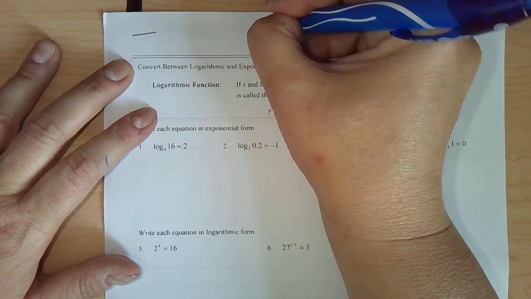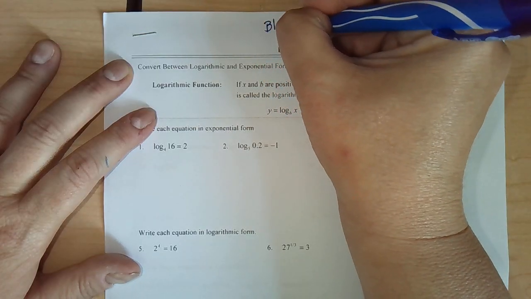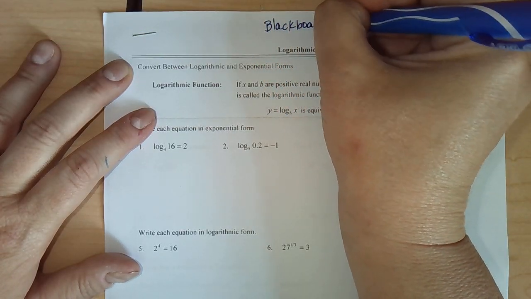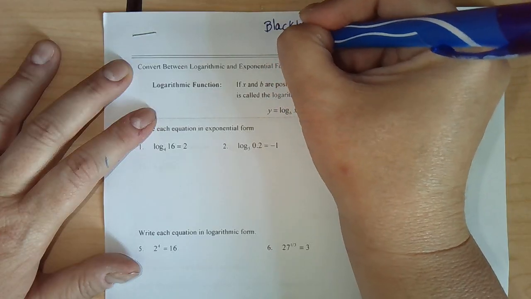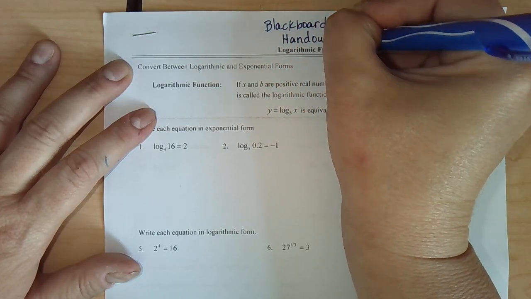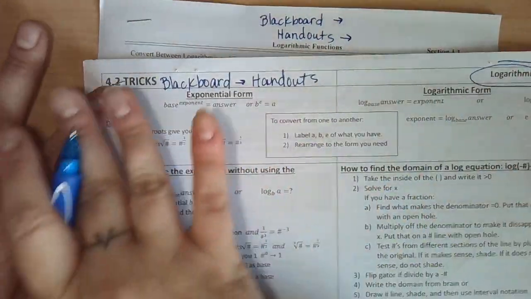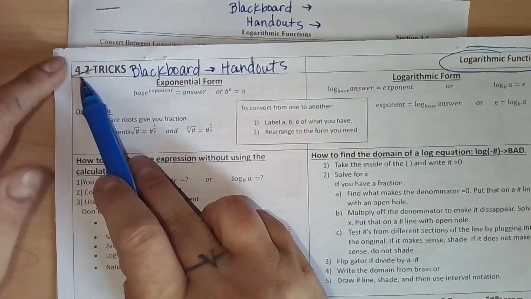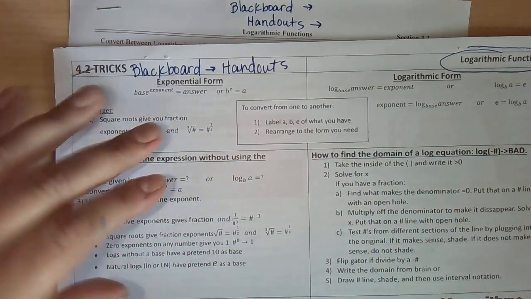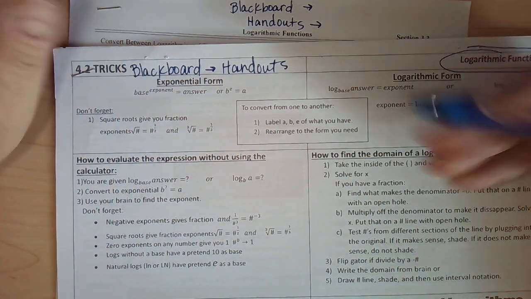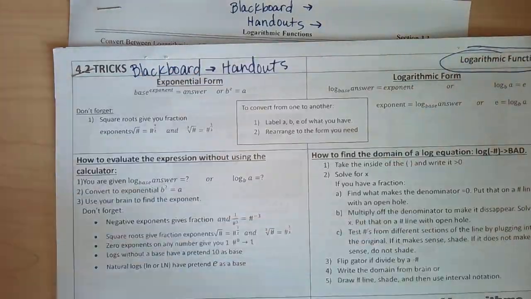And in Blackboard, there should be some old college algebra notes under the handouts that say logarithmic functions. They look like this. The paper is side to side. And I think it says 4.2, but that's because it's for the college algebra chapter. But it's all the same math, so we're going to be looking at this.